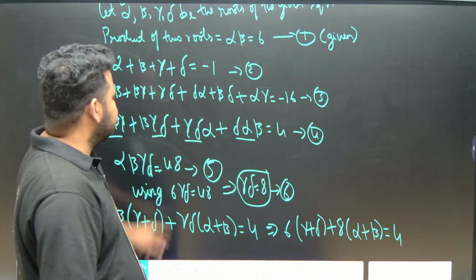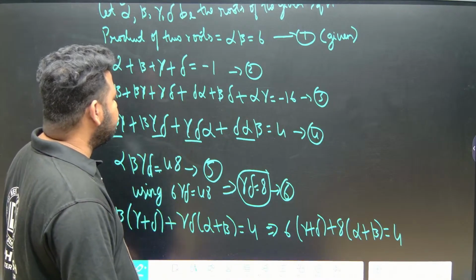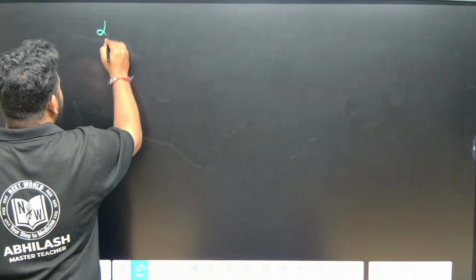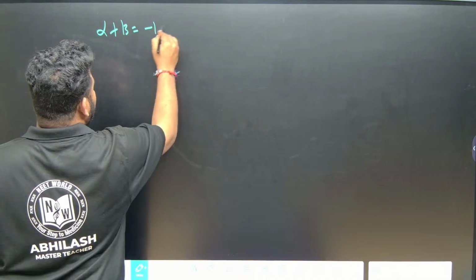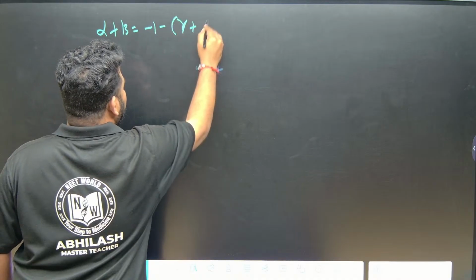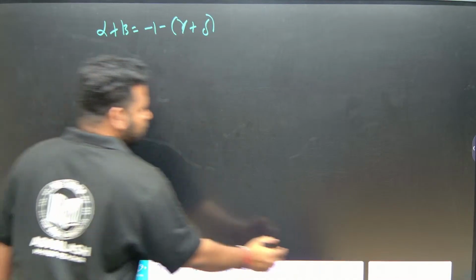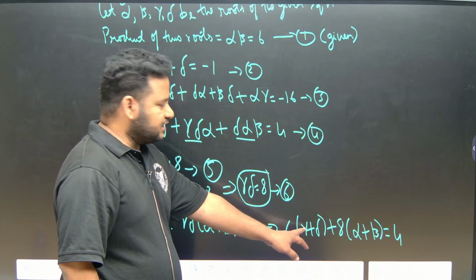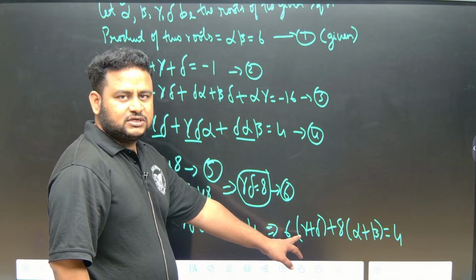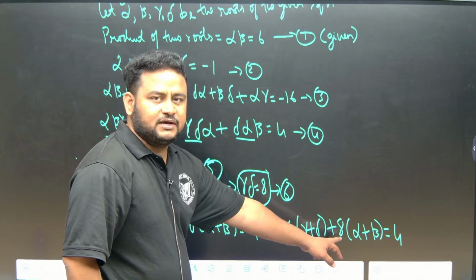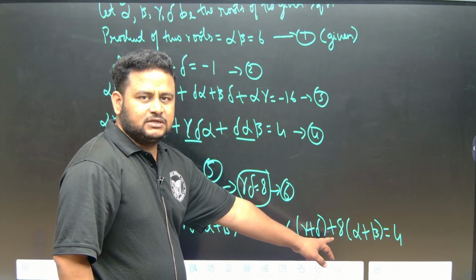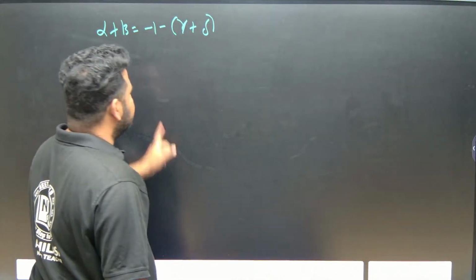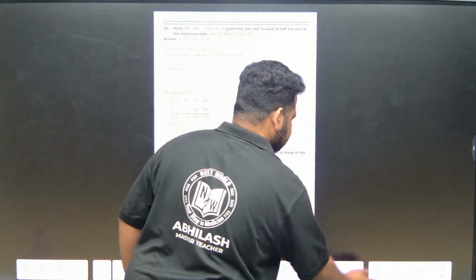we have alpha plus beta and gamma plus delta in equation 2. So from equation 2, what can I write further? Alpha plus beta can be written as minus 1 minus gamma plus delta. Therefore instead of alpha plus beta, I can write it as minus 1 minus gamma plus delta, correct na? Here I can write it.